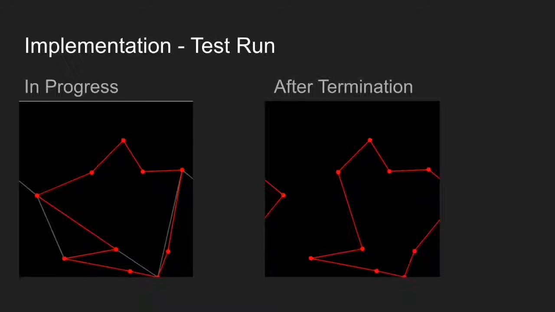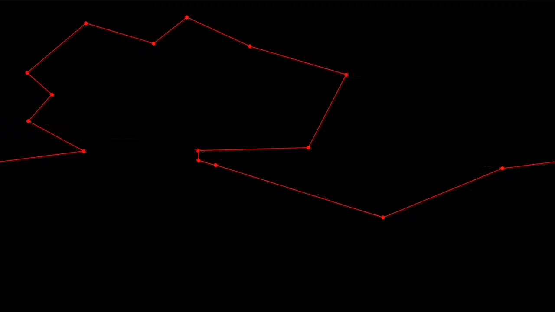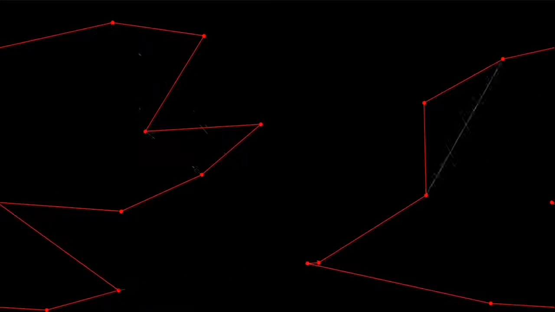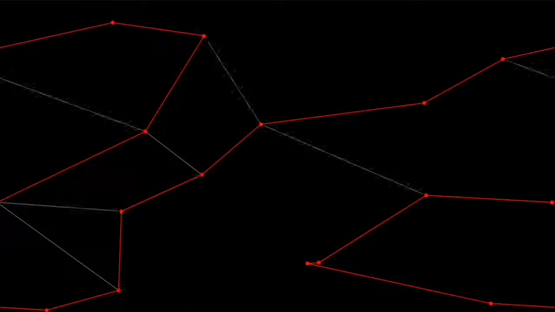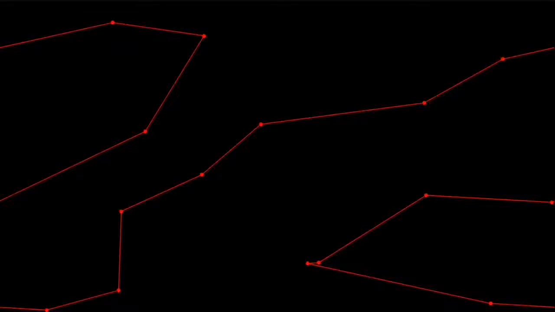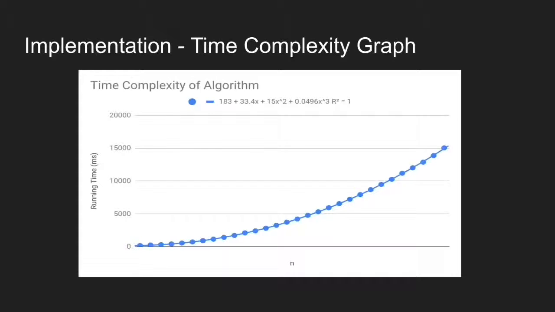So here you can see a test run of the algorithm. It displays the shortest found path so far in red, and it shows the paths that it's trying to connect in the faint white lines. And as you can see in progress, it's working on it. It's got the faint white lines showing the paths that it's trying out. And then after termination, it just has a red line. That is the final path. That means it's done trying to find other paths. I took data points for n ranging from 1 to 30. The actual time supports the results I found in the theoretical analysis.